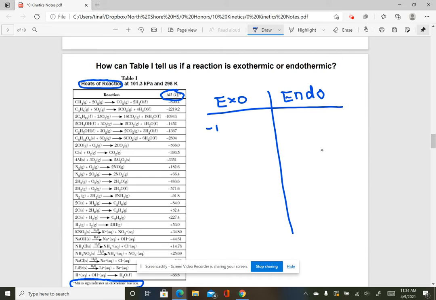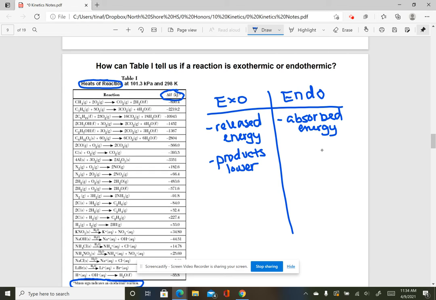Exothermic means that I released energy. It means that the products are lower. Endothermic means that I absorbed energy. It means that my products are higher than my reactants.